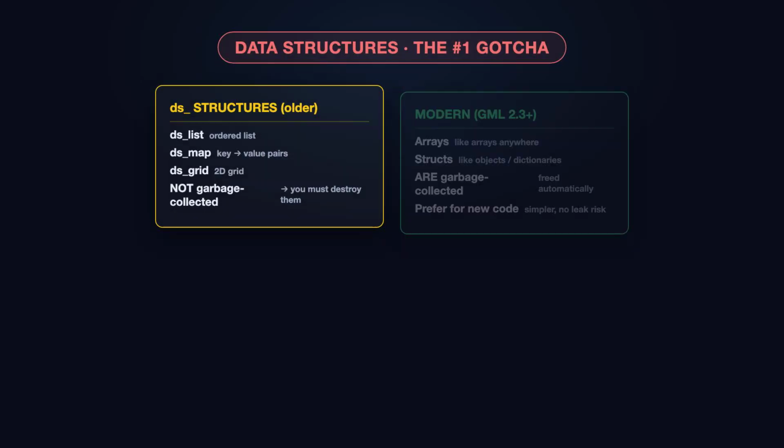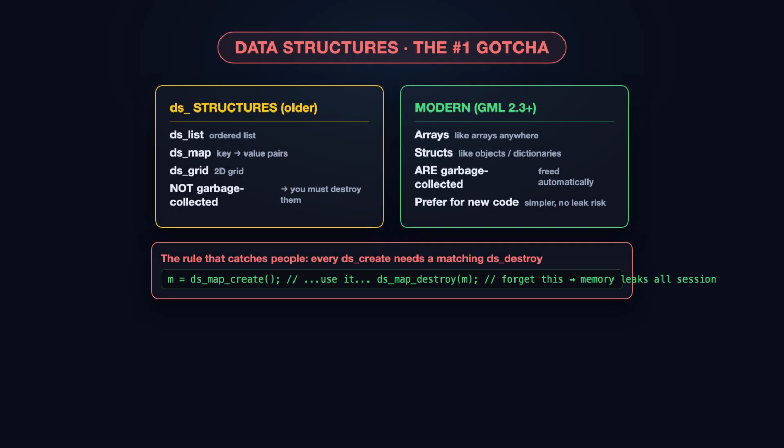Data structures, and the single most common gotcha in the entire language. Expect this one. For collections, older and still common GML gives you DS structures, ds_list for an ordered list, ds_map for key-value pairs, ds_grid for a two-dimensional grid, plus stacks and queues. And since GameMaker 2.3, you also have modern arrays and structs, which look and feel like arrays and objects in most other languages. Now the gotcha, and this is the question that catches people.